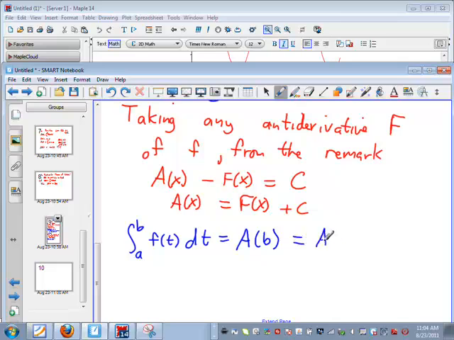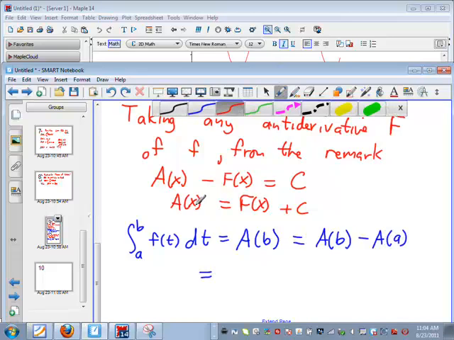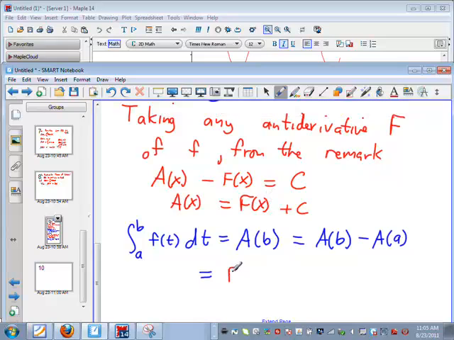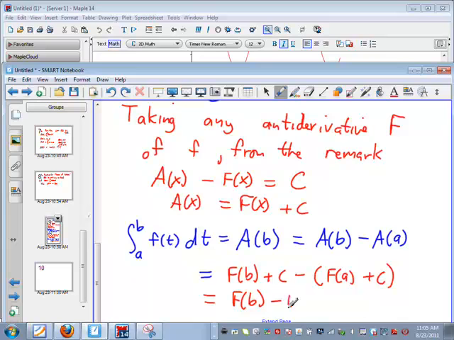Right? But that's also capital A of b minus capital A of a, because capital A of a was 0. Okay? But that's equal to, well, what's A of b? A of b is just whatever you would get if you put a b here. So that's capital F of b plus a constant minus capital F of a plus a constant. And what happens to the constant? They cancel. And this is F of b minus F of a.